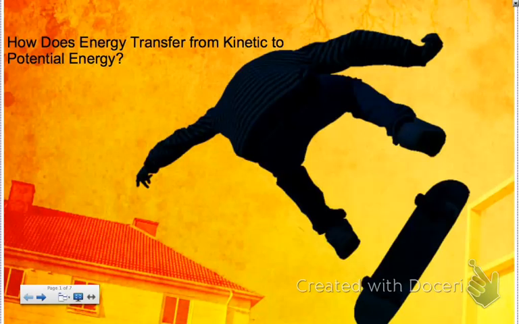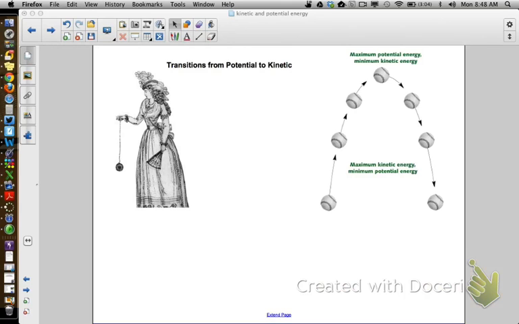Alright, ladies and gentlemen, welcome to Forces 2, Lesson 5, Part 2. How does energy transfer from kinetic energy to potential energy? We're going to be looking at how energy changes from kinetic, which is moving energy, to potential, that is stored energy due to its state or position. What we're going to be looking at is how things transfer from potential to kinetic energy.